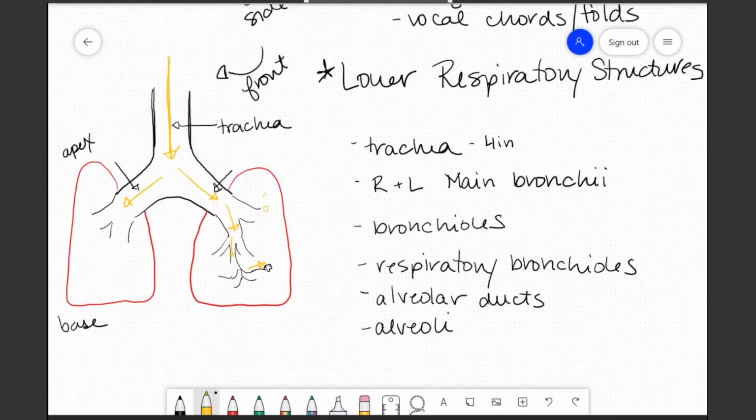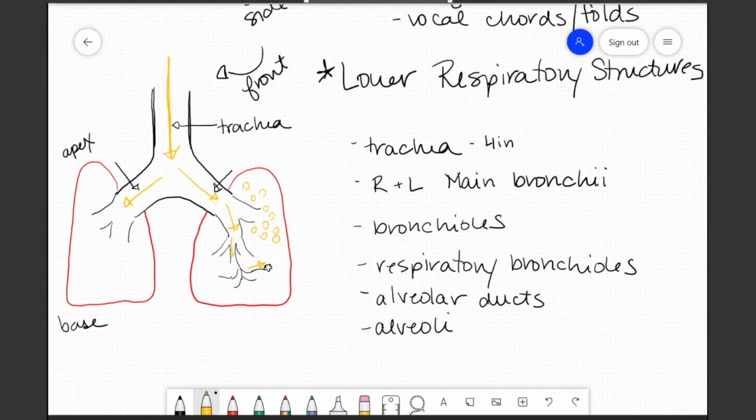alveoli sacs that are all over your lungs, you essentially can have lots and lots of gas exchange, because the more alveoli you have, the more surface area you have, and the more surface area, the more ability you have to exchange gases. So this is the way that it is going to work.